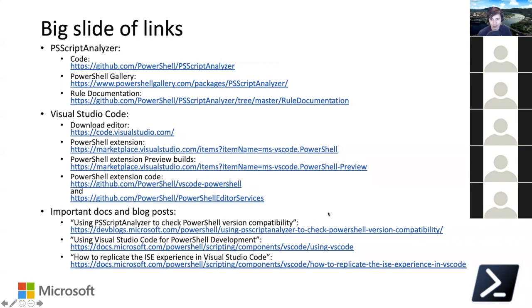This first one is about using Script Analyzer to check PowerShell version compatibility. So I had been using the use compatible types, or rather use compatible commands Script Analyzer rule. So that comes from this blog post. And then there's the main docs page on using VS Code, and then how to replicate the ISE experience in VS Code. This doc is basically ISE mode in doc format, if you were curious.